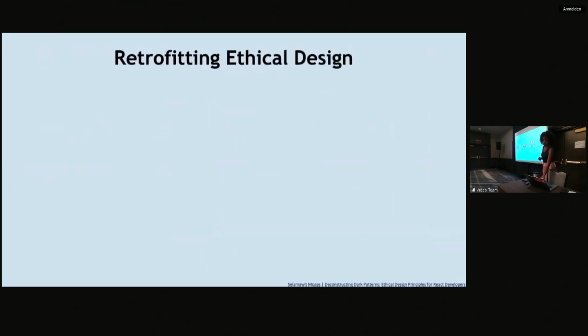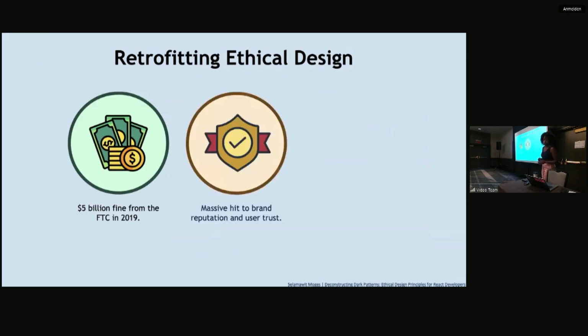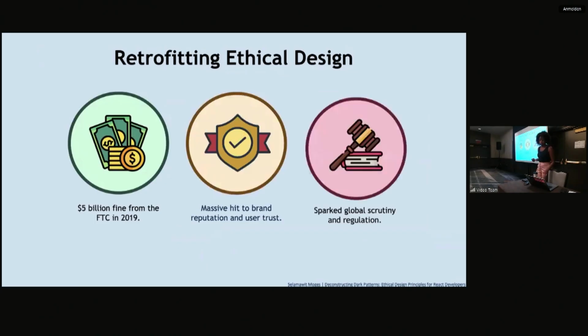Now, how did this affect Facebook? So Facebook had to retrofit privacy controls, overhaul APIs, change their consent models. This is all a lot of work that they had to do. But even from the financial side, there was a $5 billion fine from the FTC. And then when you look at the brand side, this was a massive hit to their brand and reputation and user trust. And ultimately, this sparked global scrutiny and regulation, the GDPR enforcement, congressional hearings, and things like that.